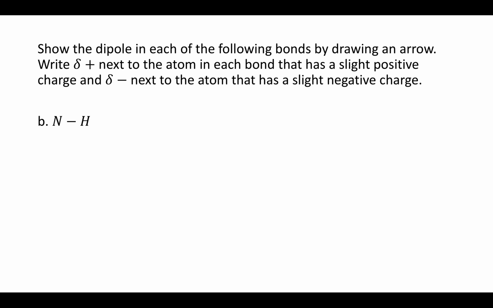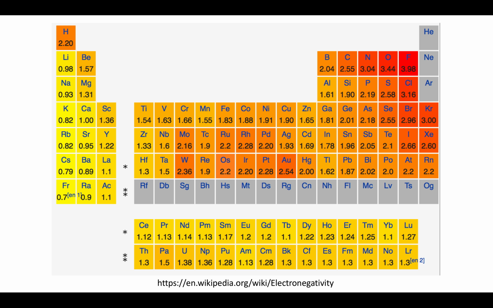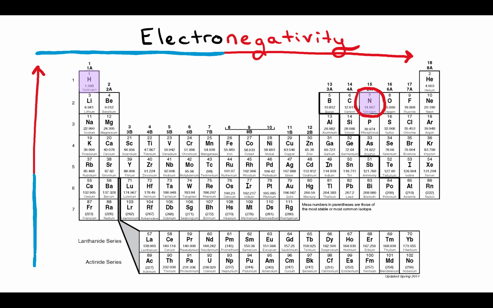How about between nitrogen and hydrogen? What's the dipole there? So, nitrogen is on the right there, hydrogen is in the top left. Now, hydrogen is further up, but nitrogen's further to the right. So to decide between those two, because they're not in the same column or row, you would want to go to a table of electronegativities and compare the numbers. So nitrogen has 3.04, hydrogen has 2.2. Because nitrogen has a higher number, it's more electronegative. So of these two, nitrogen is the more electronegative atom.